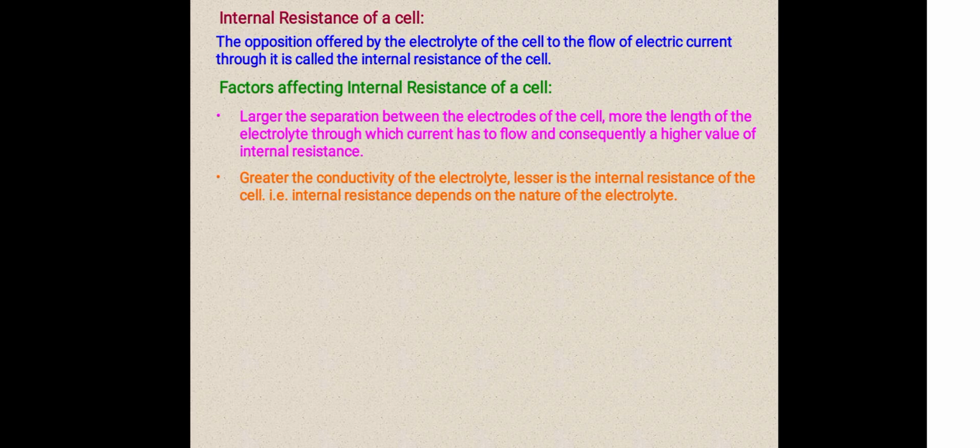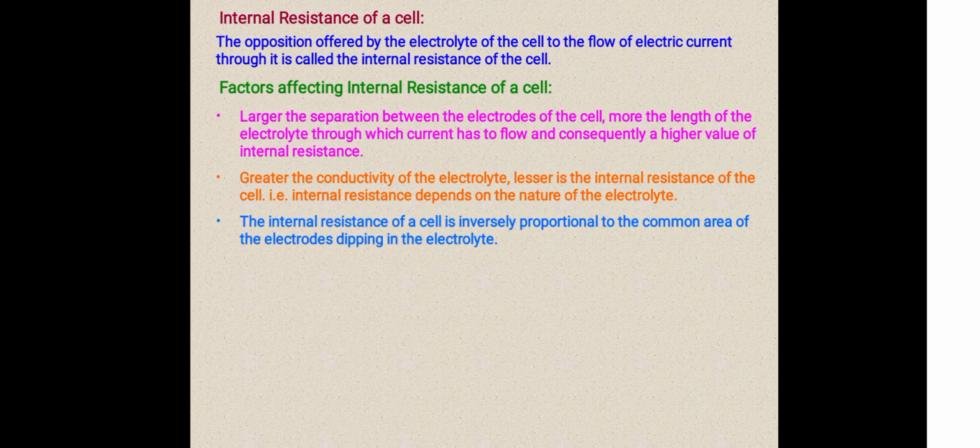Now this internal resistance of a cell depends on the following factors. Number 1, the nature of the electrolyte. Number 2, it is directly proportional to the concentration of the electrolyte. Number 3, it is directly proportional to the distance between the two electrodes. Number 4, it varies inversely as the common area of the electrodes immersed in the electrolyte. And number 5, it increases with the decrease in temperature of the electrolyte. Actually, the internal resistance of a freshly prepared cell is usually low, but its value increases as we draw more and more current from it.